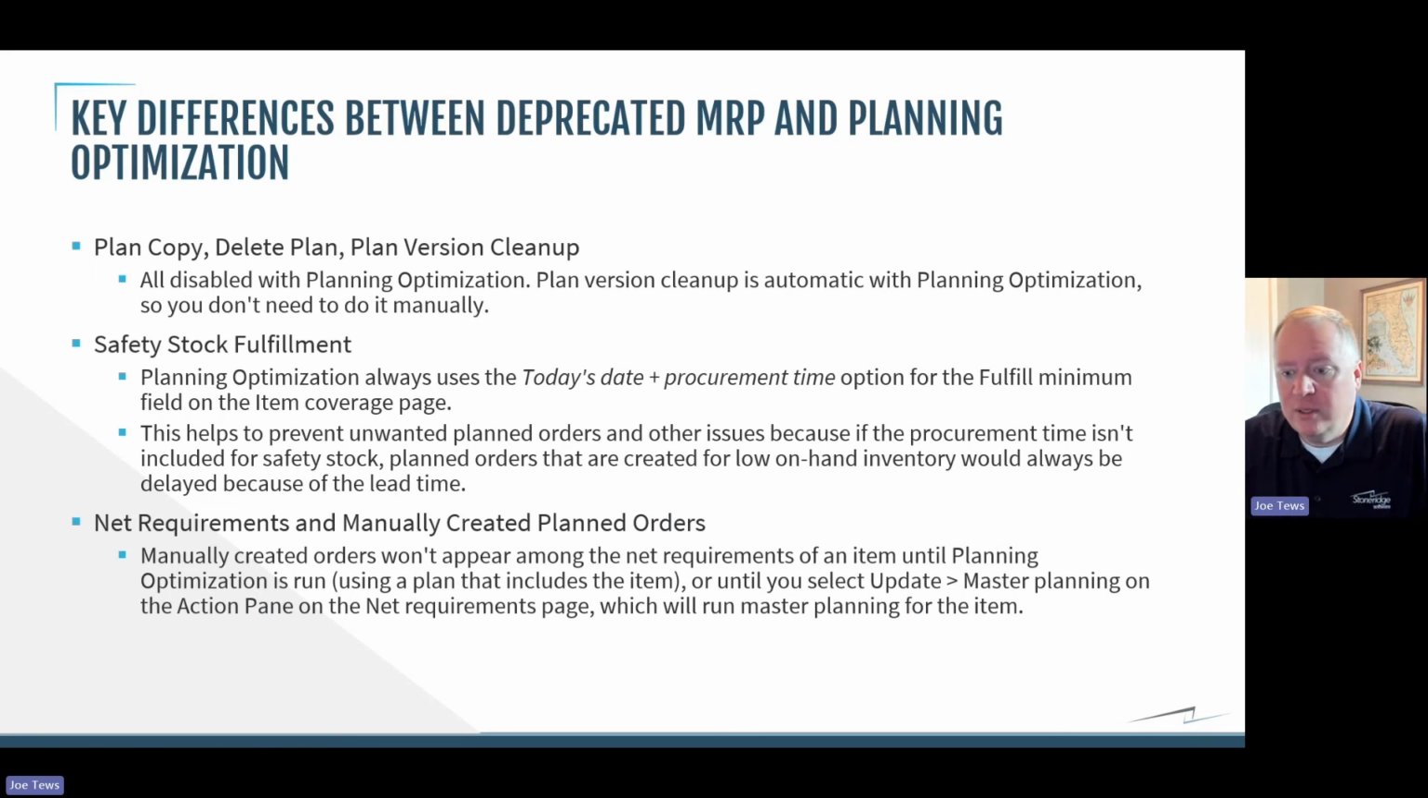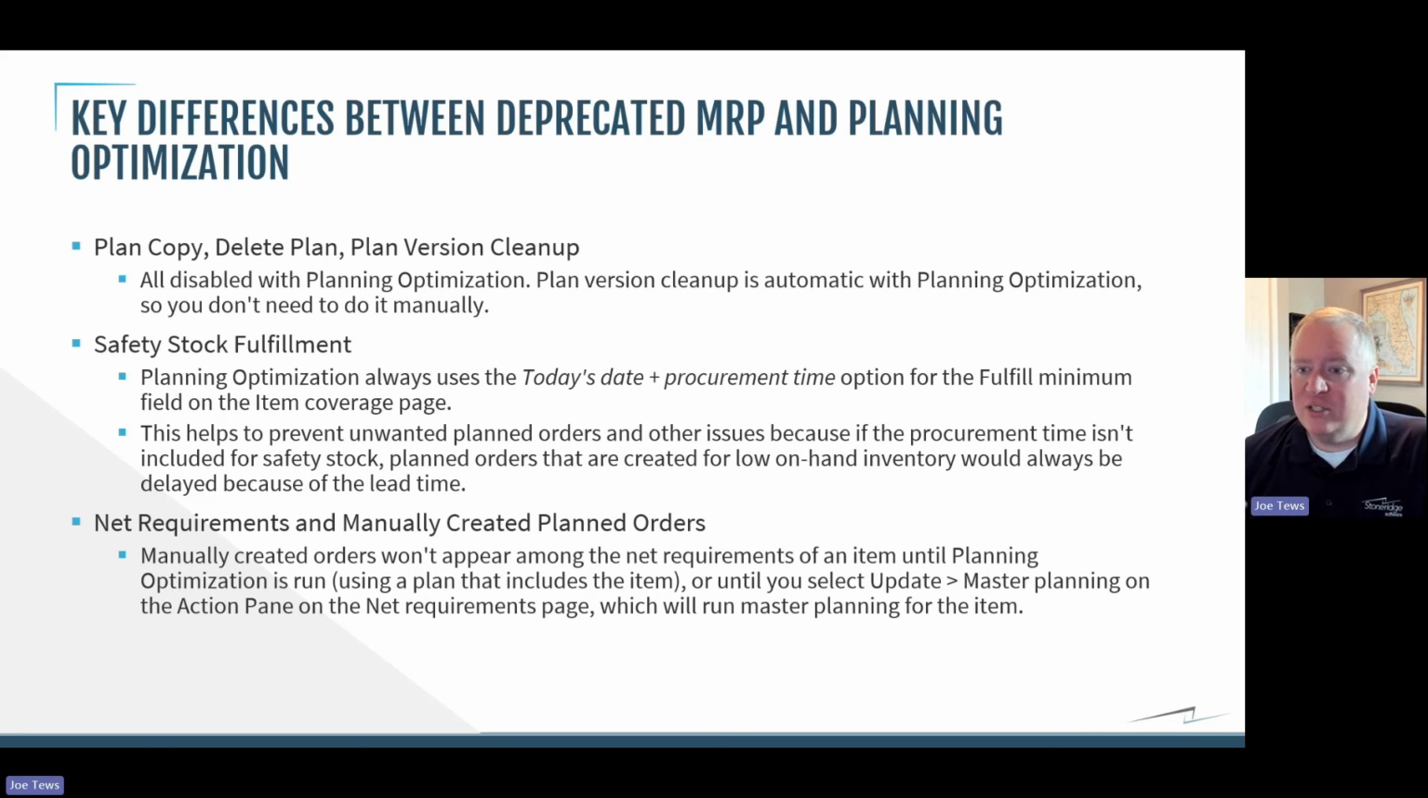A few things to note when it comes to the deprecated planning engine and planning optimization. There are a few key differences between the two of them. So first and foremost, the plan copy, delete plan, and plan version cleanup jobs that you might currently run with the deprecated planning engine are all disabled once you move to planning optimization. Because in planning optimization, the plan version cleanup is automatic, so you don't need to do it manually anymore.